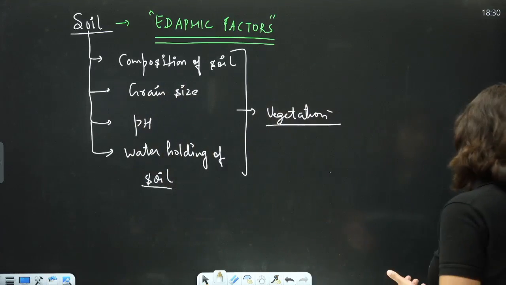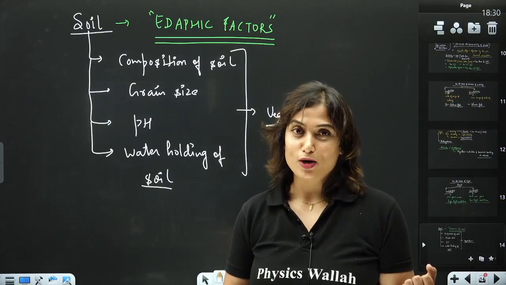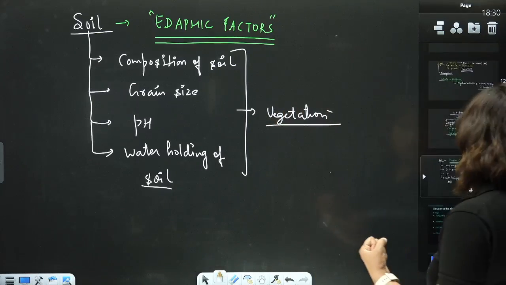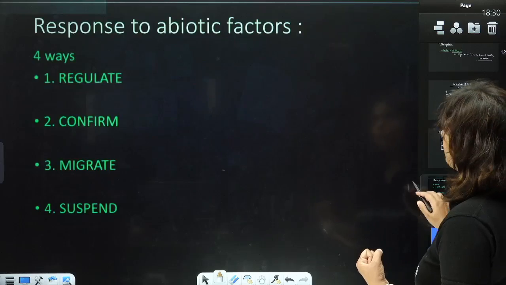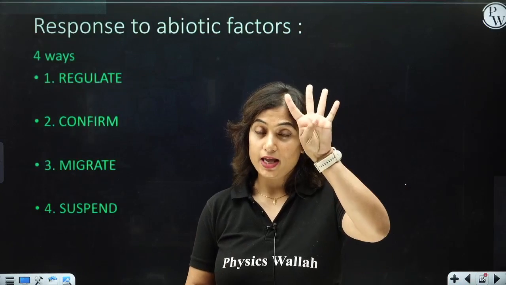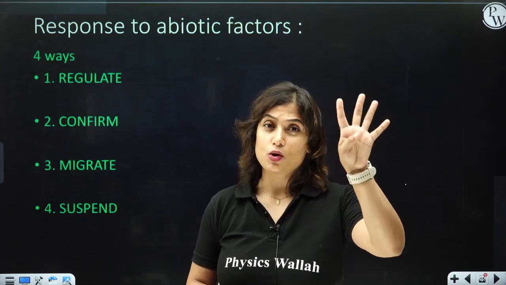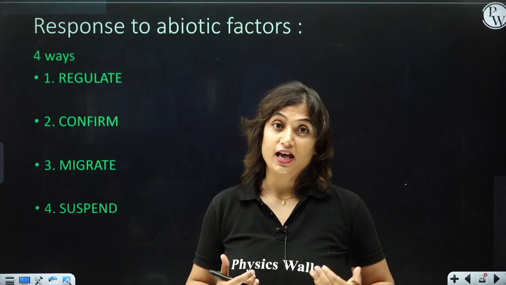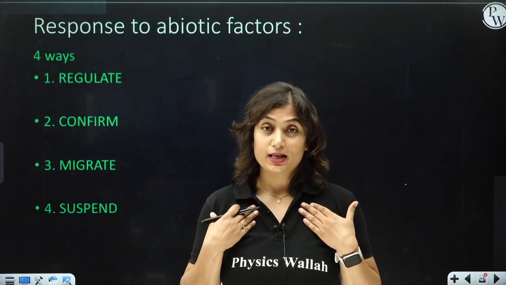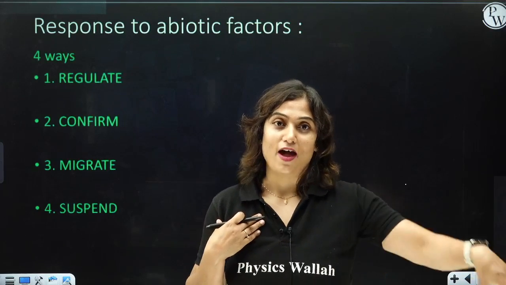So up till here, we have discussed the various levels of organization and the various abiotic factors and the contribution of those abiotic factors. Now let's move on to the response to the abiotic factors. I have just told you that the four abiotic factors, four non-living factors, that is temperature, water, soil and light, affect life. Now understand how we, the living organisms, respond to these factors.